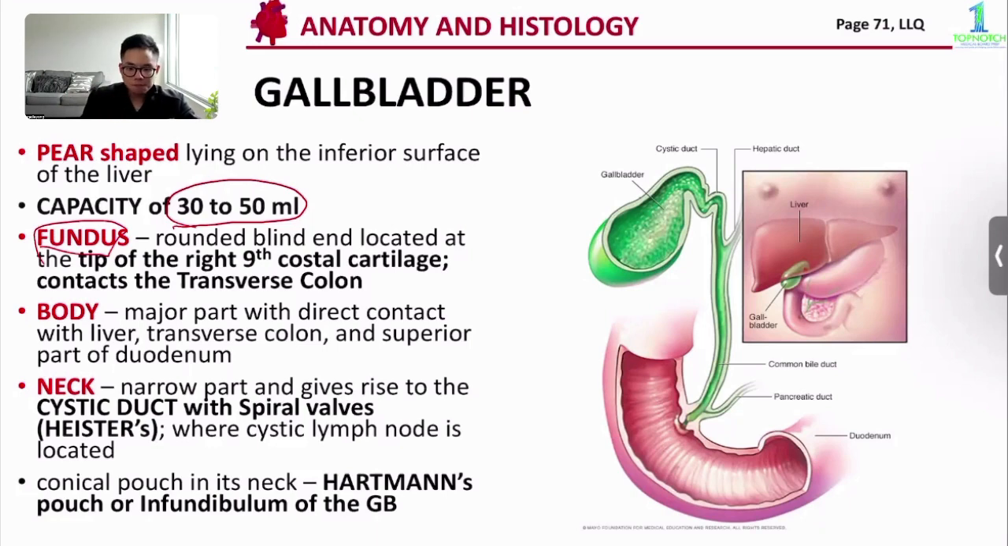Now, the tip of the fundus lies within the right 9th costal cartilage. And it is also in contact with the transverse colon. Two high-yield board exam concepts that have been asked over time. You also have the body of the gallbladder, and then later on the neck. Within the neck is an eponym known as Heister's spiral valves, which can open and close, depending on the situation for the gallbladder, and it is where most of the cystic lymph node is also located.